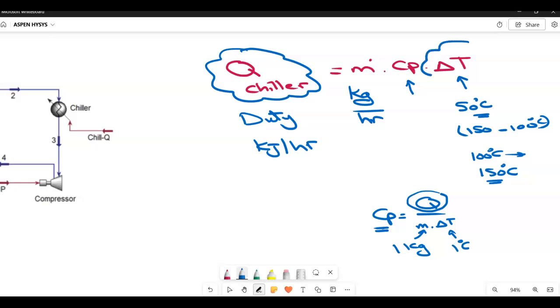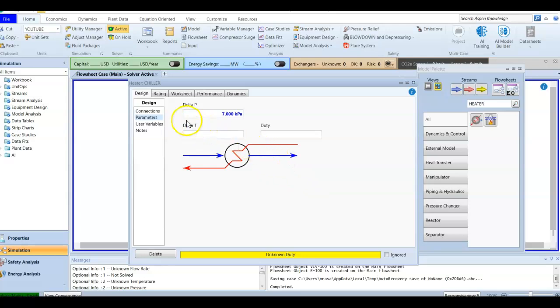So if we have the delta T, you can add this information. If we have the Q or the duty, we can define this information. So if we look back over here, you can define your heater or chiller by having the information about the delta T, which will make more sense and will be usually used. But in this case, we are going to define the duty. We are having information about the duty. That's why we are going to define it.